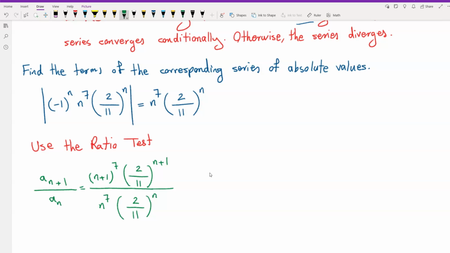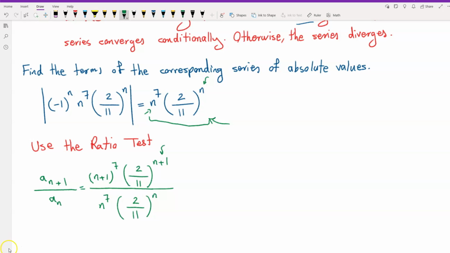series converges or diverges. So finding a_(n+1) divided by a_n, that is equal to, using what we have here, instead of n in the numerator, we have (n+1)^7 times (2/11)^(n+1). Here, instead of n, we have n plus 1 in the power. This is divided by what we have for a_n, which is n^7 times (2/11)^n.